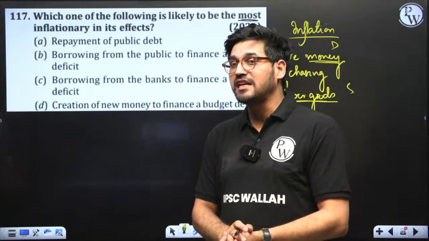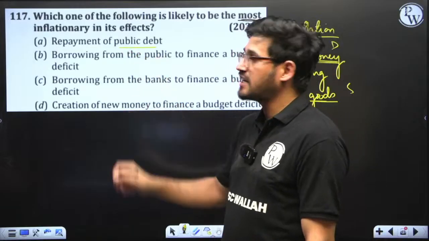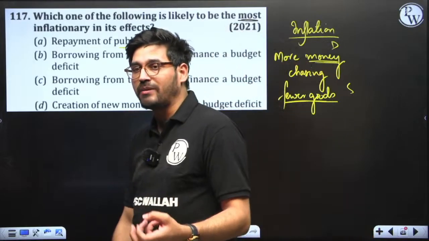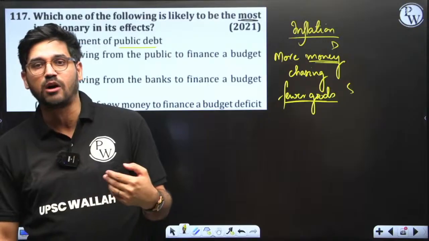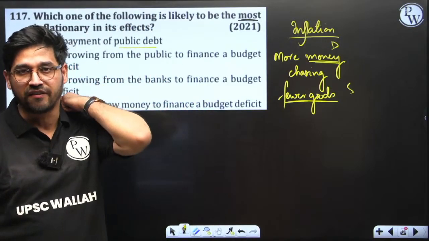First one says repayment of public debt. Now, public debt, you can understand it simply to be the debt owed by the government to entities outside of itself. Is repayment of public debt going to be inflationary?